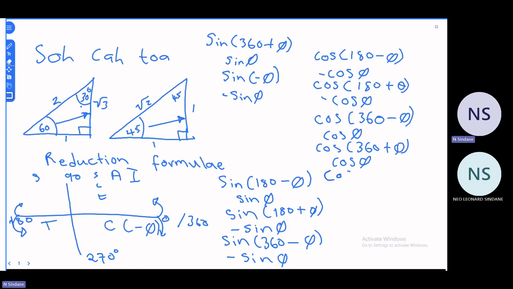Lastly, let's say you are given cos of negative theta, which is a negative angle. So in this case, because we have negative angles in quadrant 4 where cos is positive, therefore our solution will be positive cos of theta, right? Our solution will be positive cos of theta. Now, let's come to the next one, which is tan. Next page.